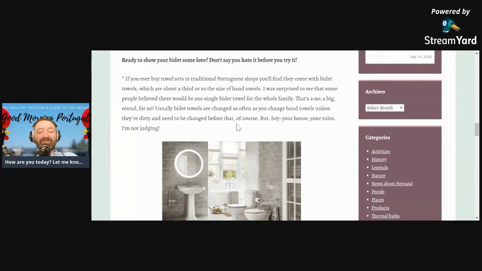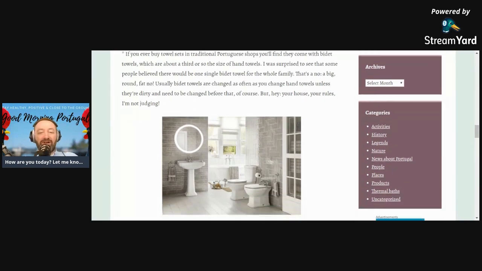Usually bidet towels are changed as often as you change hand towels, unless they're dirty and need to be changed before that, of course. Yes, they get changed on a Saturday and not before. Hey, your house, your rules. I'm not judging. So there you go.